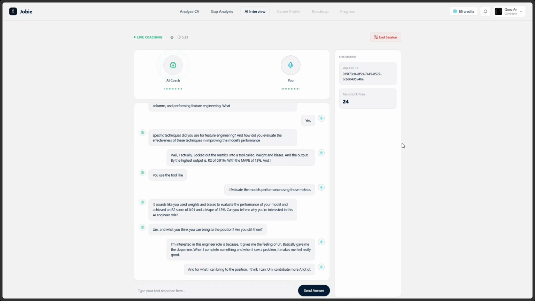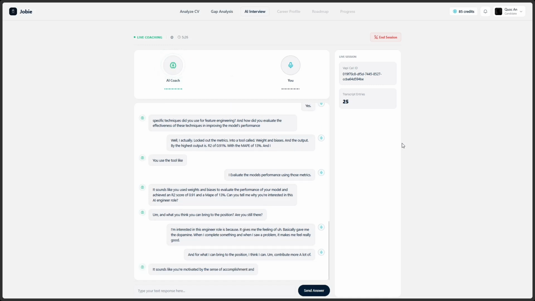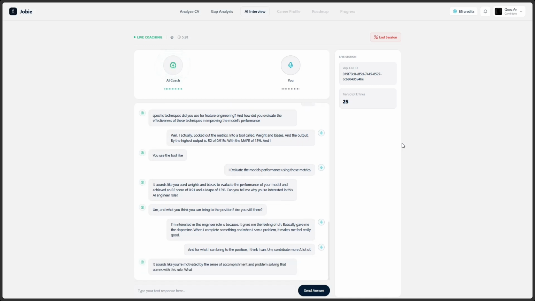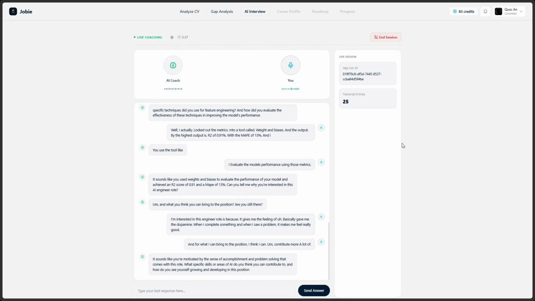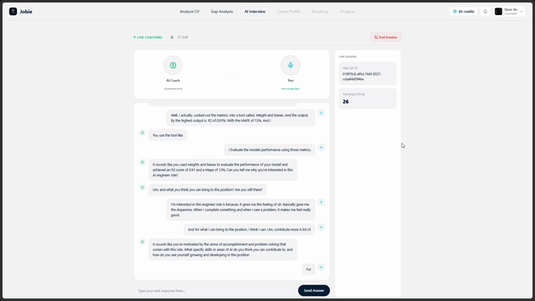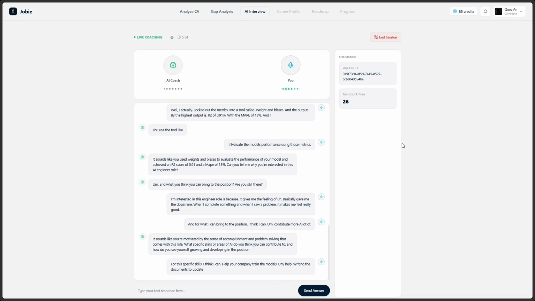It sounds like you're motivated by the sense of accomplishment and problem solving that comes with this role. What specific skills or areas of AI do you think you can contribute to, and how do you see yourself growing and developing in this position? For these specific skills, I think I can help your company train the models, and help write documents to update the progress.